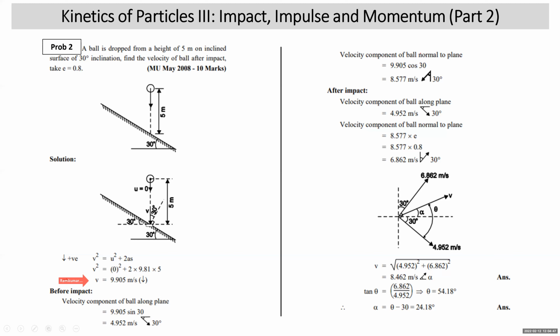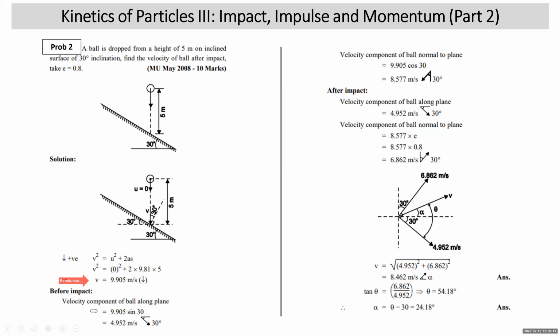We need to resolve it along the plane and normal to the plane. This plane is making 30 degree with the horizontal, so the normal to the plane will make 30 with vertical. Again, I repeat, this plane is making 30 with horizontal. Normal will make 30 with vertical. So the component of this velocity just before impact, V, along the plane is going to be V sin 30, and normal to the plane will be V cos 30.